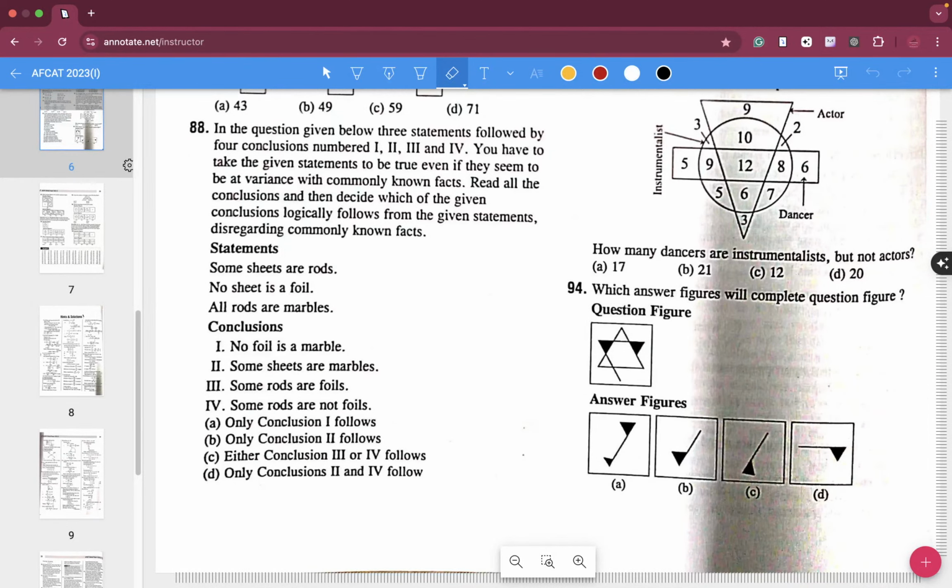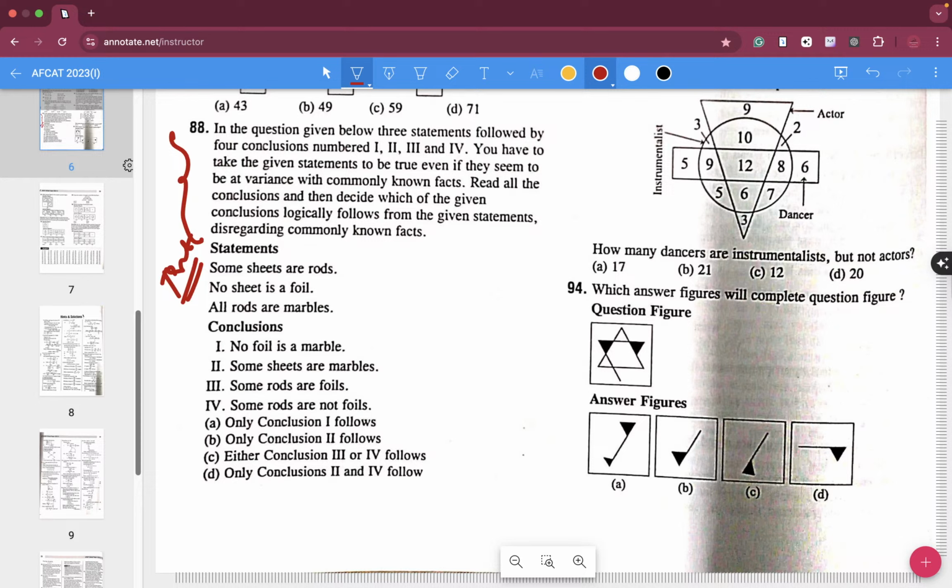Question number 88. Venn diagram, you can read through all of this text. In the examination hall, always make sure to read the entire text. It is very, very important to read through the entire text, folks. So don't make the mistake of not reading the text. I've already read that.